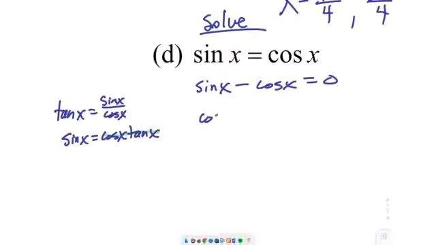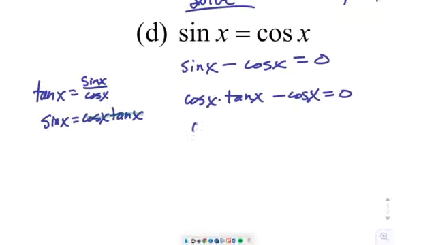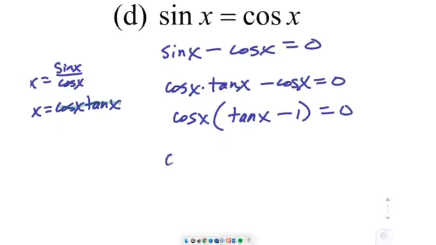So sine is cosine of x times tangent of x, minus cosine of x equals 0. Now we can factor out a cosine. That gives us cosine of x times tangent of x minus 1 equals 0. So now we can break it into two smaller pieces: cosine of x equals 0, or tangent of x minus 1 equals 0.